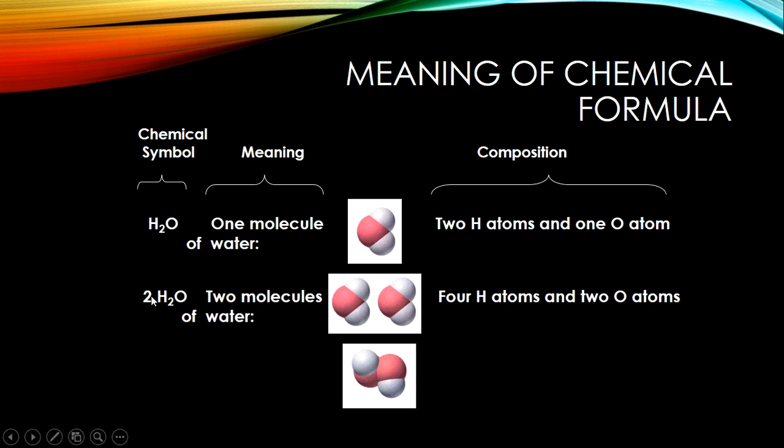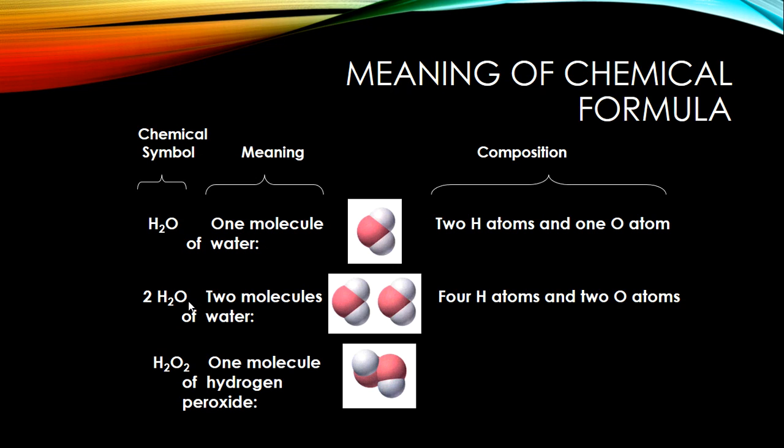All right, so another way to do it is the multiplication. So 2 times 2 is a total of 4 hydrogen, and 2 times 1 over here would be a total of 2 oxygen atoms. And finally, H2O2 means 1 molecule of hydrogen peroxide, and that just means 2 hydrogen atoms and 2 oxygen atoms right here.